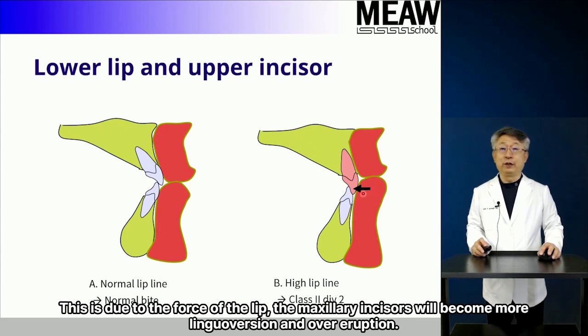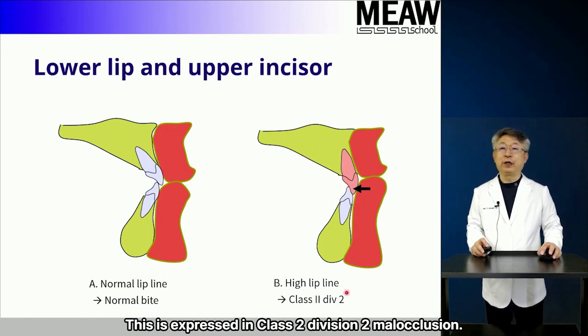This is due to the force of the lip. The maxillary incisors will become more linguoversion and over-erupted. This is expressed in Class 2 Division 2 malocclusion.